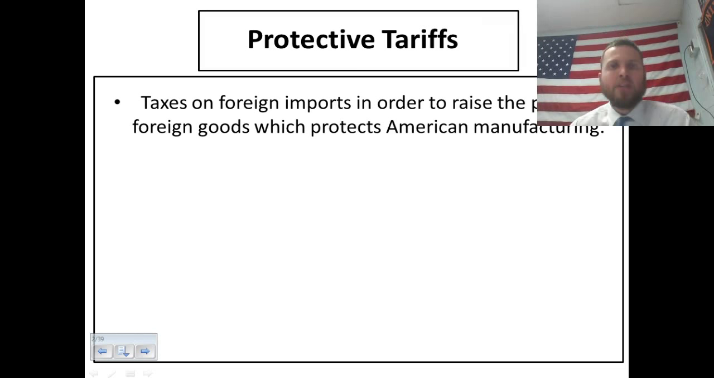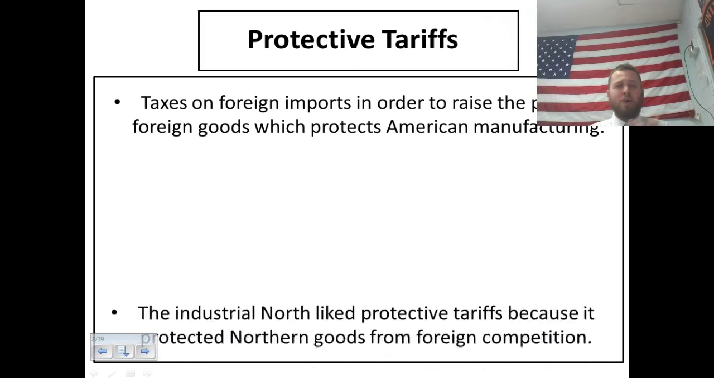All right, so think about it. If you're America and you're selling a tie, and Great Britain is also selling a tie, it would be good if Great Britain's tie is so expensive that people will buy the cheaper American tie. So you put a tax on the tie from Great Britain. You put a tax on the imports. All right, who likes these tariffs?